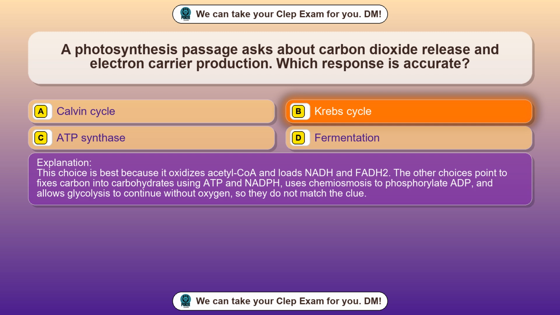This choice is best because it oxidizes acetyl-CoA and loads NADH and FADH2. The other choices point to fixes carbon into carbohydrates using ADP and NADH, uses chemiosmosis to phosphorylate ADP, and allows glycolysis to continue without oxygen, so they do not match the clue.